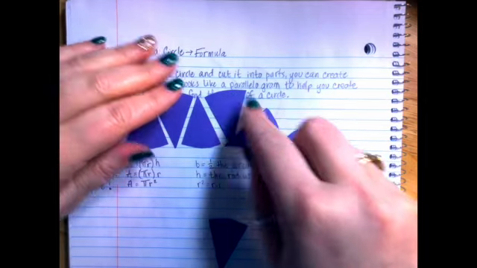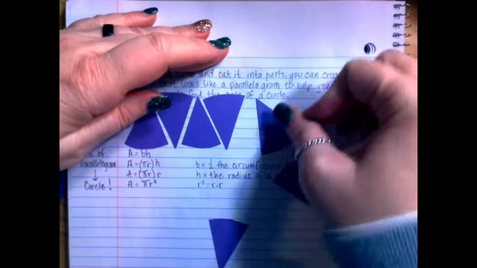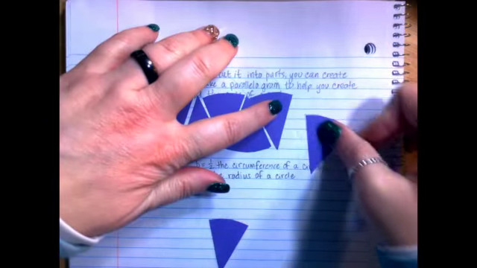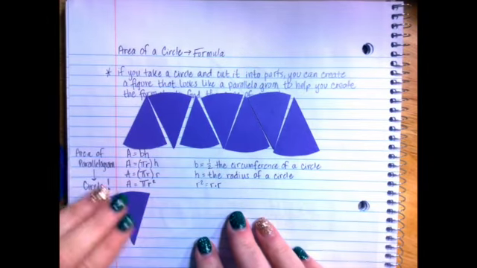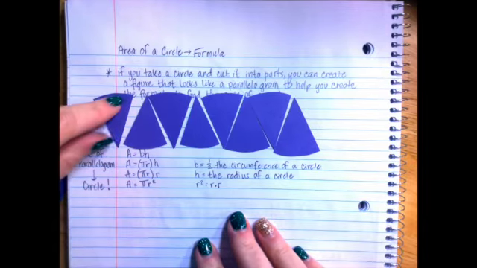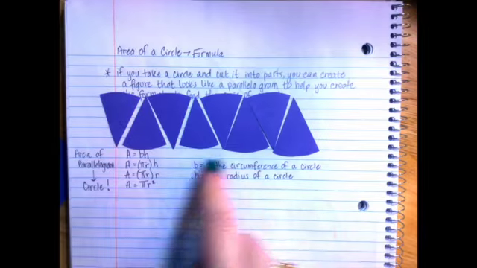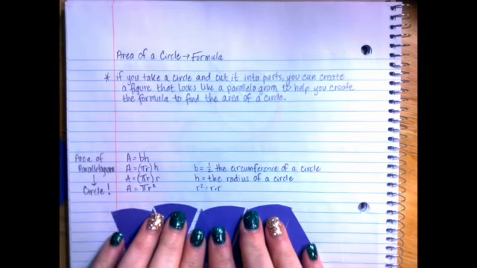Now, granted, if you can cut them into smaller parts instead of eighths like I did, then you'll get a much clearer picture. It'll create a parallelogram. And we know that the area of a parallelogram is our base times our height. Okay, so I'm going to move all these down here like this.